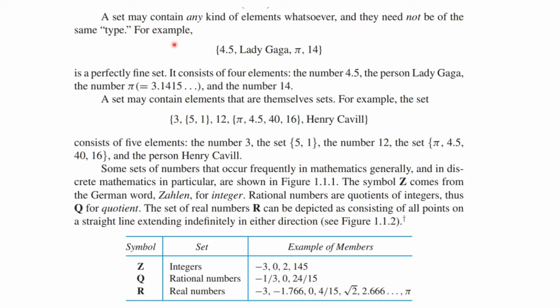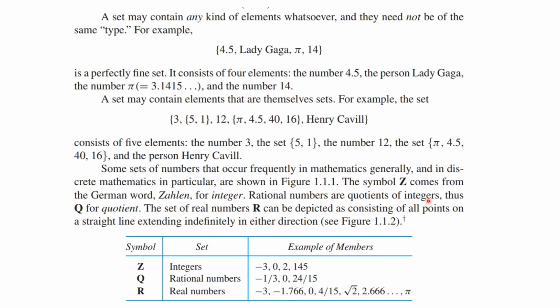Now, a set may contain any kind of elements whatsoever. They need not be the same type. For example, here we have Lady Gaga, pi, and some other numbers. It's a fine set. A set may contain elements that are sets themselves. Here we have a set and another set. So there's 5 elements.